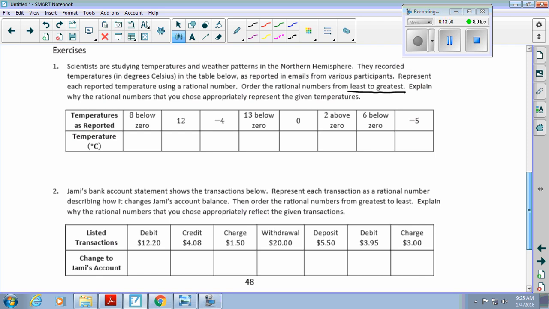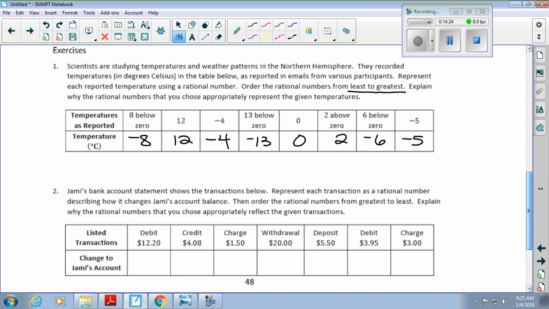All right, so they say 8 below 0, so the temperature there would be what? 8 below 0, everybody, would be? -8. Yeah, this isn't even that complicated. So -8, they gave you, this next one is just 12. Right, 13 below 0 would be? -13. We've got 0. 2 above 0 would be? 2. 6 below 0 would be? -6. And -5 they gave to you. Tough job here.